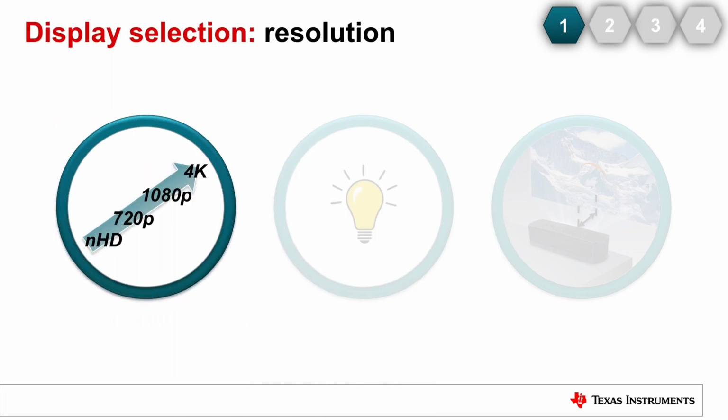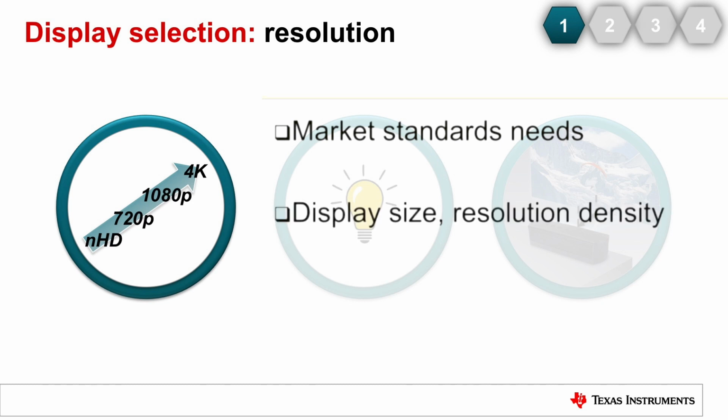So for resolution, there are a few variables to consider. The first one is market standards. The reason why this is important is because for some markets like personal electronics, key specs from an end equipment such as Full HD or HD are critical for the end customer to purchase the product.